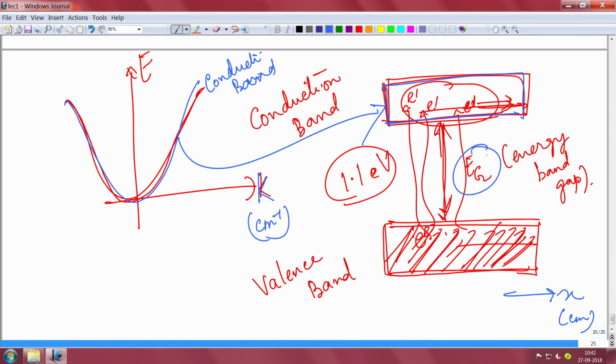This energy band gap, by the way, changes with temperature; it is very strongly dependent on temperature. If you increase or decrease the temperature, it will shrink or become larger, and so on.